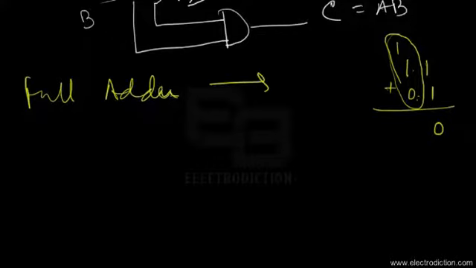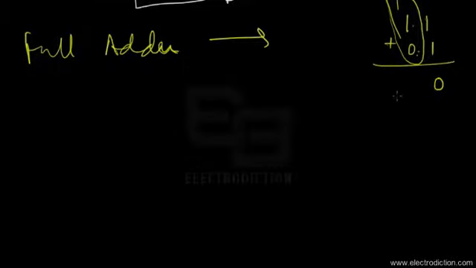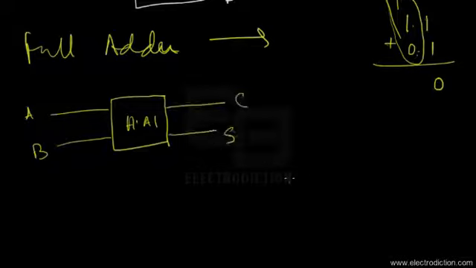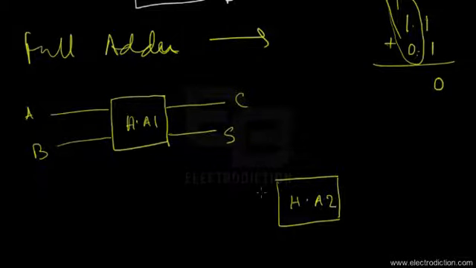Now the full adder is another digital adder circuit, which is obviously an improvement over the half adder, and the full adder can be obtained by cascading 2 stages of half adders. So if I consider this square box as half adder 1, there go the half adder's input bits A and B, and it has its own carry and sum, as usual. And here goes another half adder, that's half adder 2.